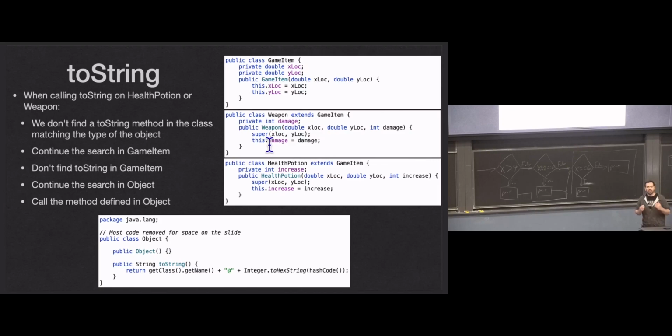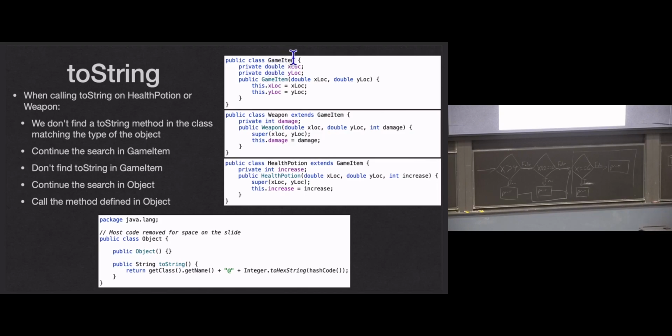But we're going to do our same thing that we did before to look for a method call. When we call toString on a health potion or weapon, let's do weapon because my cursor is on it. So we create a new weapon, we do system.out.println weapon, and we want to know what method is going to be called. We do the same exact thing we did before. Weapon, we're looking for a toString method. We search, we don't find it, we go on to the superclass. Superclass, we look for toString, we don't find it, and we continue this search recursively.